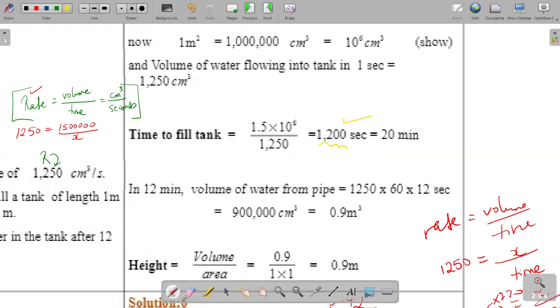If you leave your answer in seconds, it's still right. Anybody know how to change seconds into minutes? Let me just ask quickly in general. How do you change seconds into minutes? You think about time. How many seconds in a minute? You have to divide by 60 to change seconds into minutes.